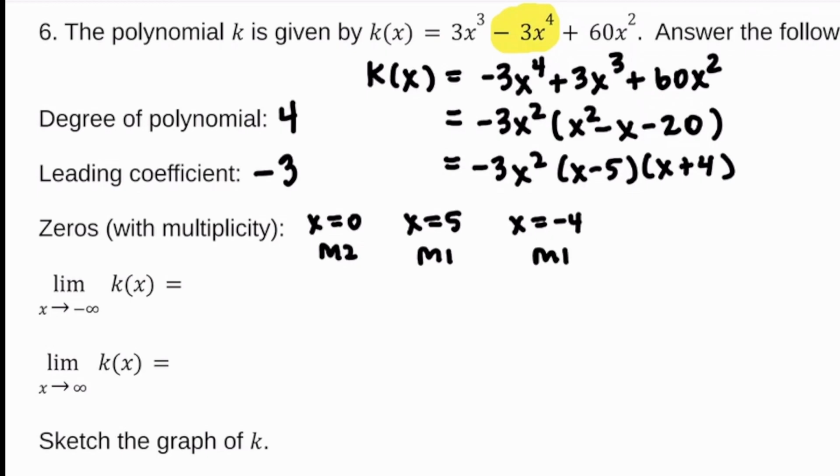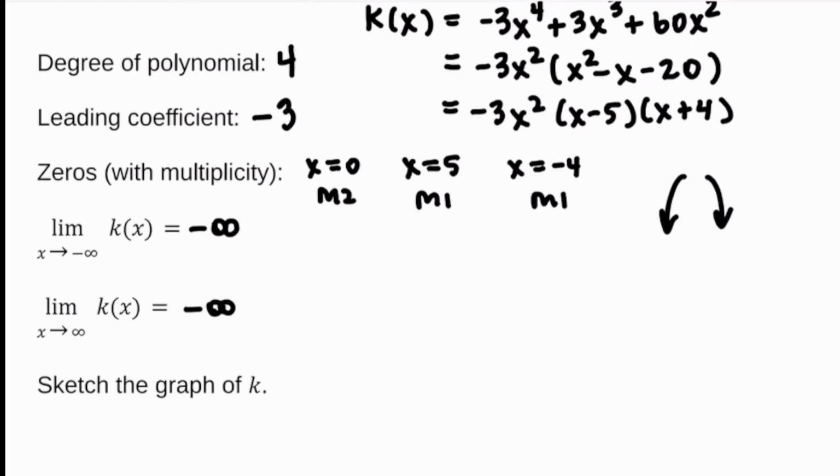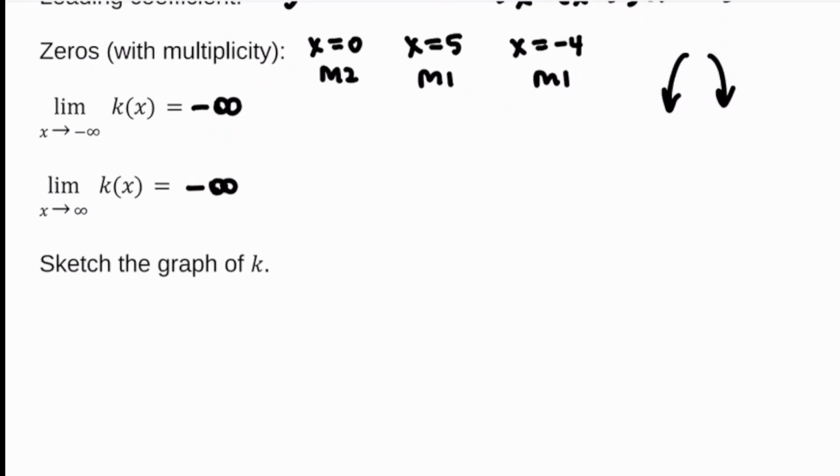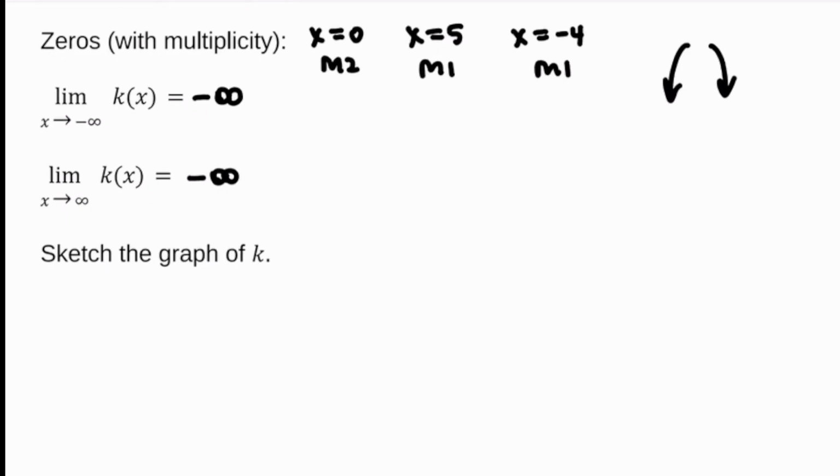Okay, an even degree polynomial with a negative leading coefficient, that's like -x squared. Okay, I'm going to have that. So both of these are going to go to -infinity. Now, I think I've got all the information I need to sketch the graph right here on the screen. The zeros and the multiplicity and the end behavior.